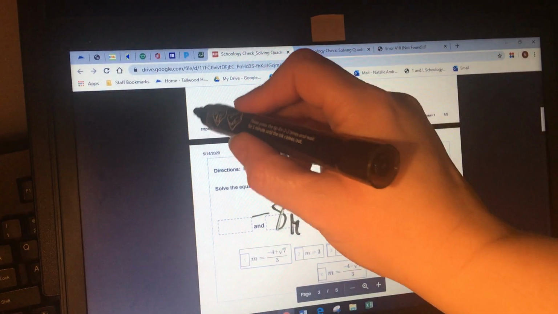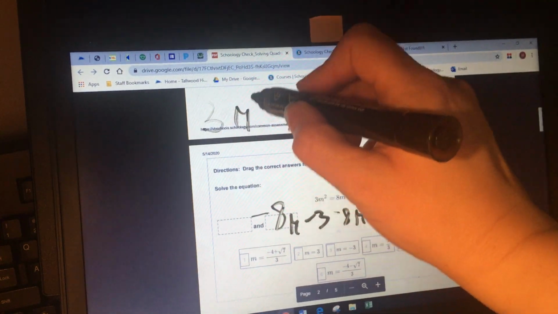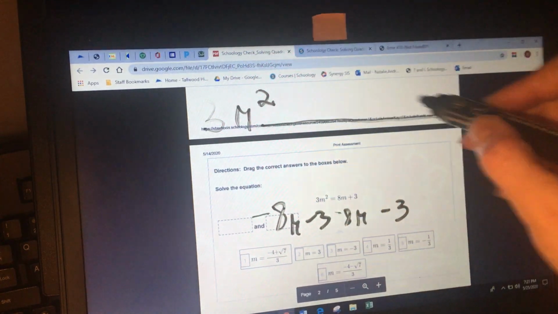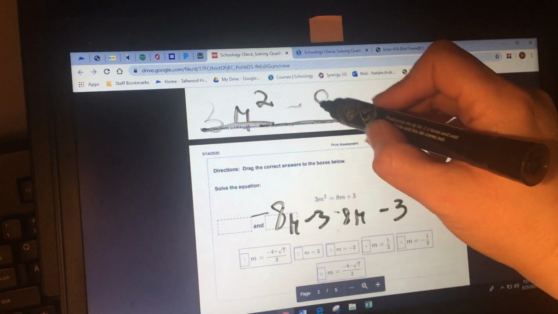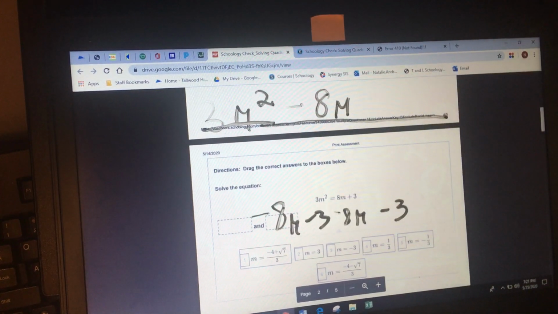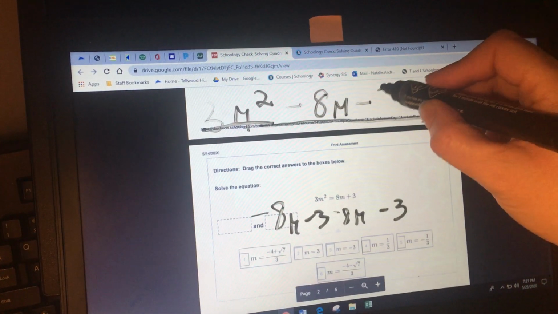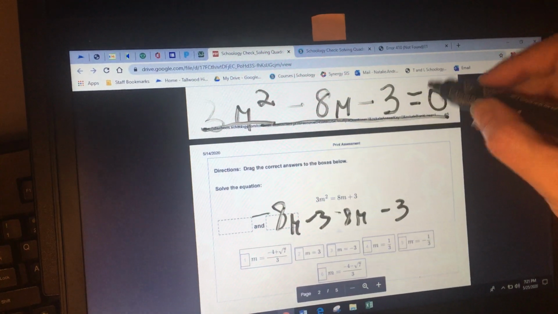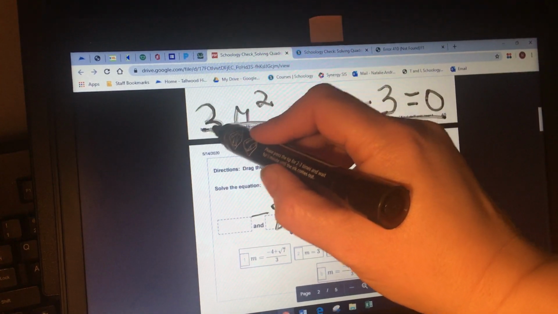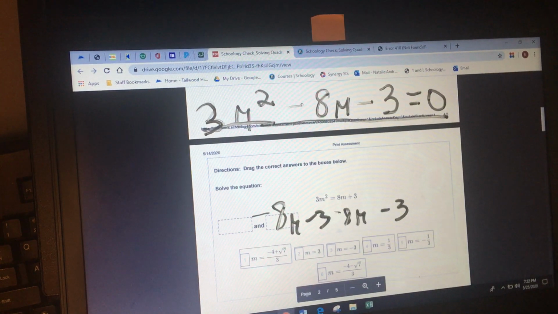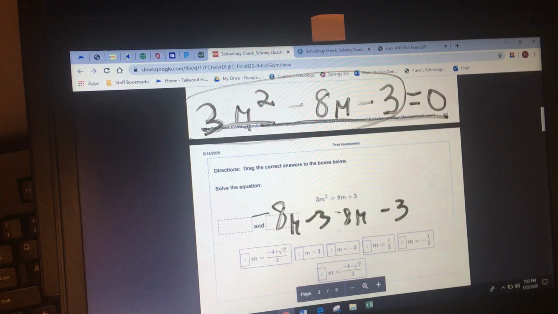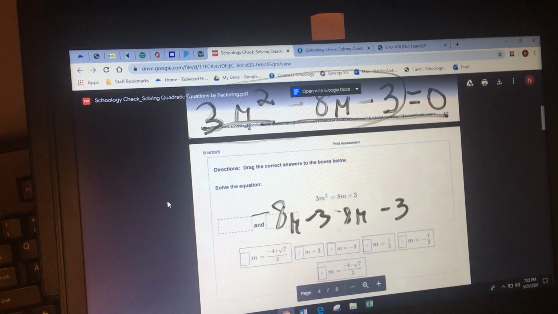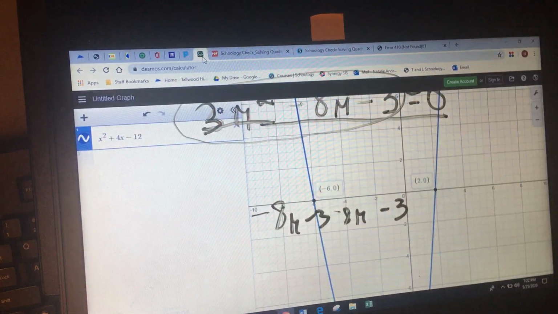So 3m squared, make a line, minus 8m minus 3 equals 0. Now, for our Desmos, we're going to type this in. We will not put the 0. Okay, let's get to Desmos and type our equation in. That means I'm going to erase that.